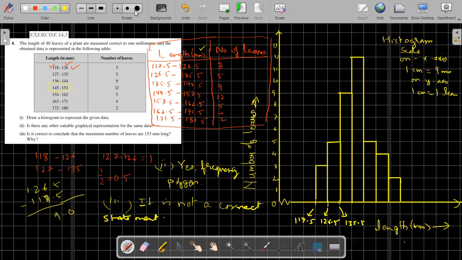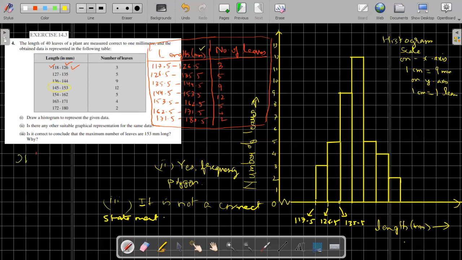The maximum number of leaves are not 153 millimeter long. They are less than 153 millimeter, or they are from 145 millimeter to 153 millimeter long. After this you can write the reason.